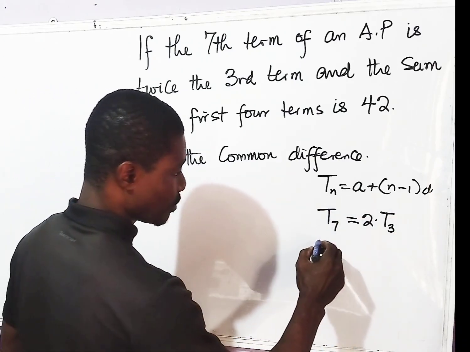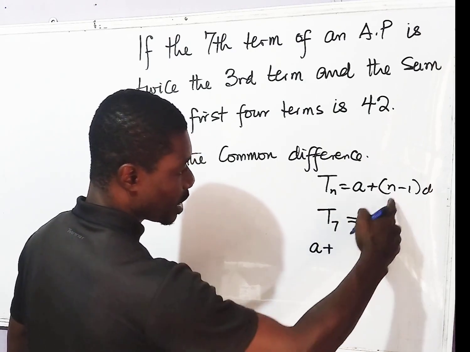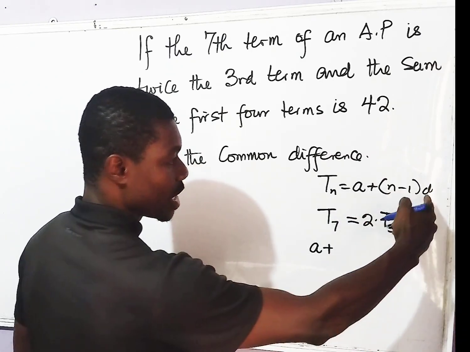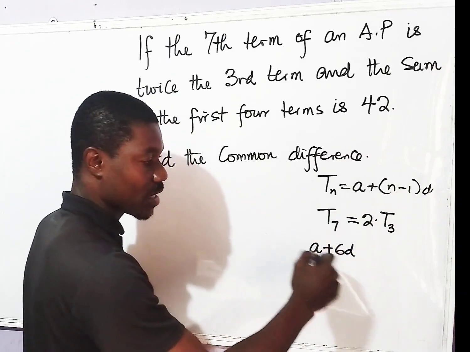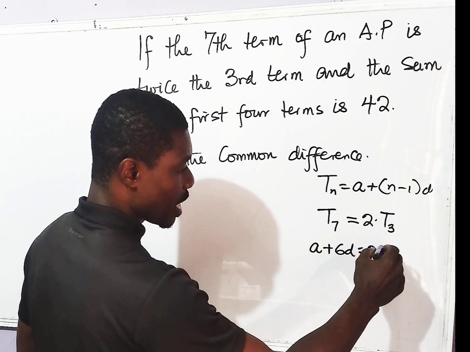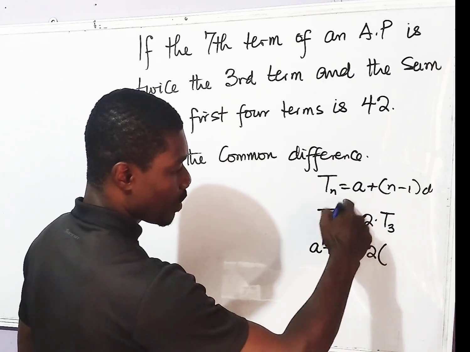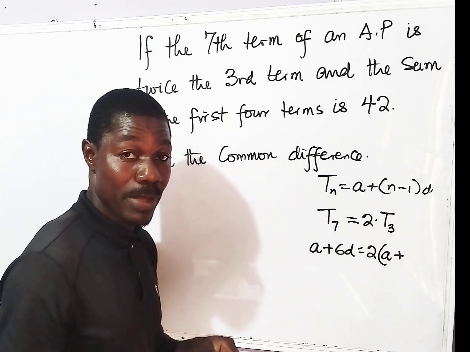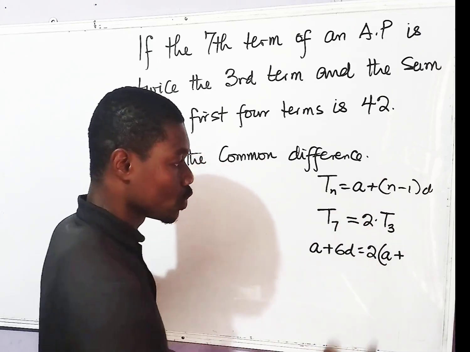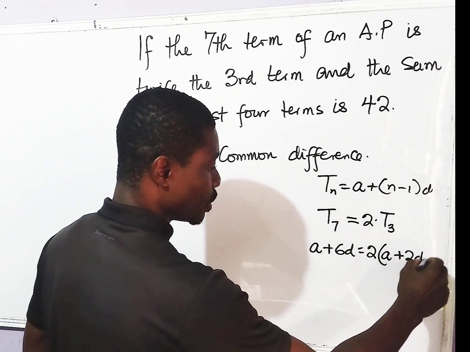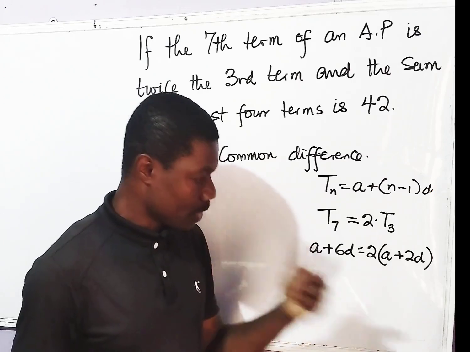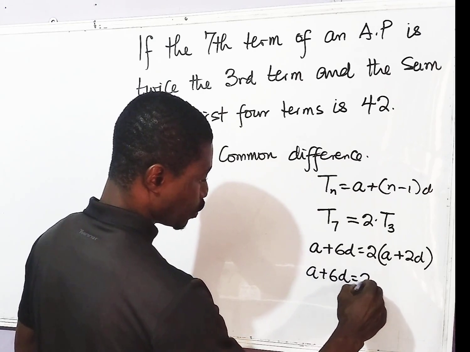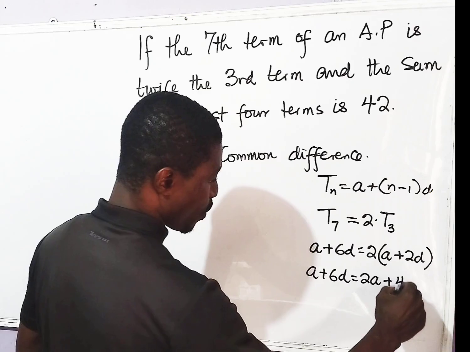So this gives you that A plus, plugging in 7 for n here, we have 7 minus 1. That will give us 6, then 6d. That is for the 7th term, then equals 2 into the third term, which is A plus, plugging in 3 for n, 3 minus 1, that will give us 2. So 2 times d will give us 2d. Alright, so now let us open the bracket here. So here we have A plus 6d equals 2a plus 4d.